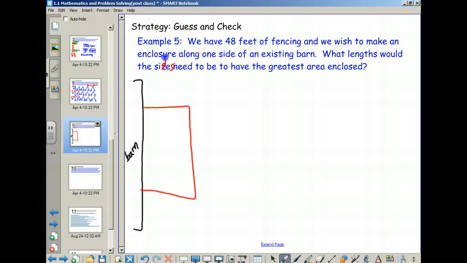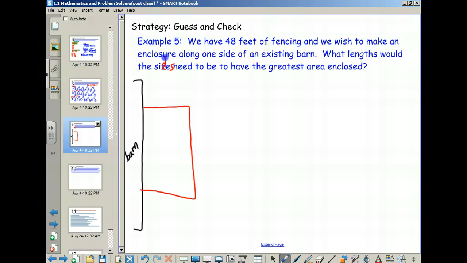Yeah, the sides, the red pieces. Okay, so one of the things by being along the side of the fence is that I don't need fencing along the barn itself. Actually, if I were doing a standalone fence, you're right, I would need 4 sides of side 12, and that would be the greatest area.